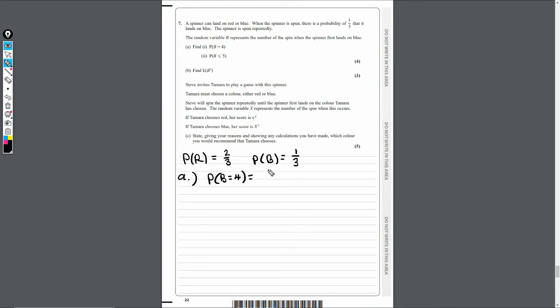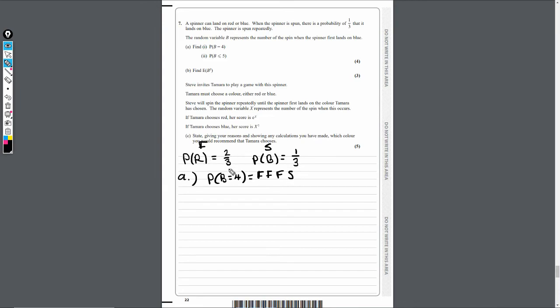Well, for this one here now, remember, what it's doing is it's landing on the 4th attempt, so what that means is it's a failure, followed by a failure, followed by a failure, followed by a success. Okay, that's when it lands on blue. I've written them as F and S, but my failure would be my red. We don't want red, that's a failure, and my success would be blue. That's when it lands on the one we want.